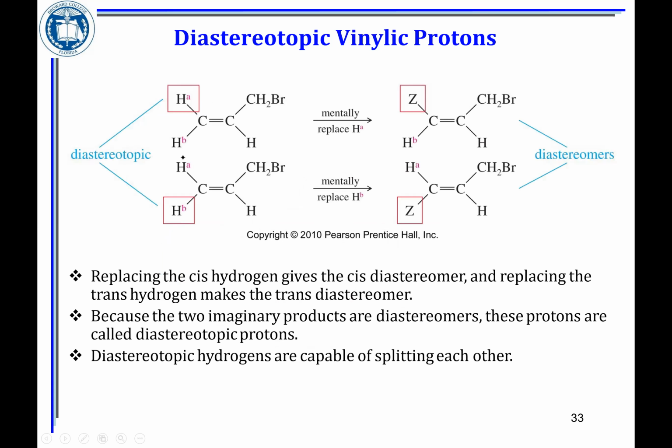But if you have hydrogens like hydrogen A and B, in this case, if you remove hydrogen A and replace it with the Z group, you could get cis or trans. These are like the vinylic protons. They would give a cis diastereomer or a trans diastereomer. They are chemically different, and they can split each other. If they do split each other, you'll see that J value.